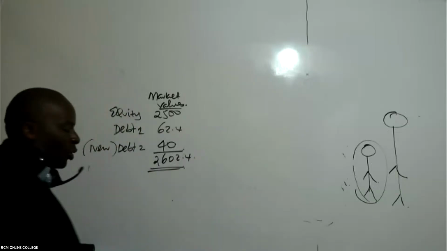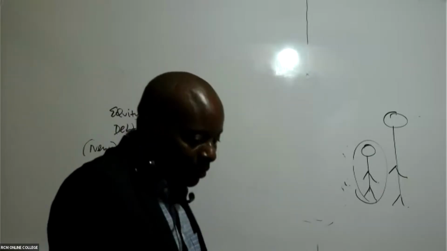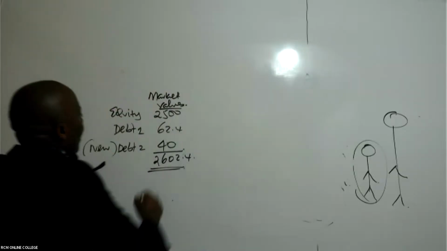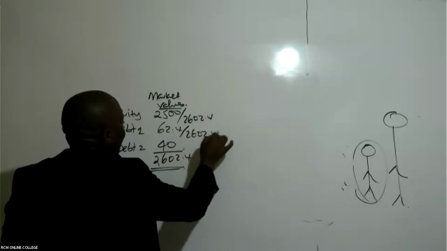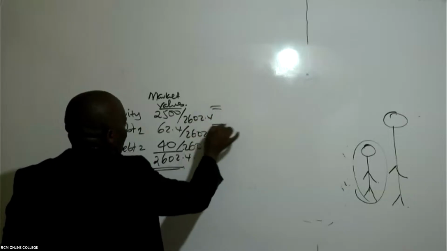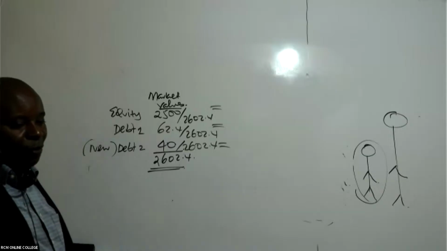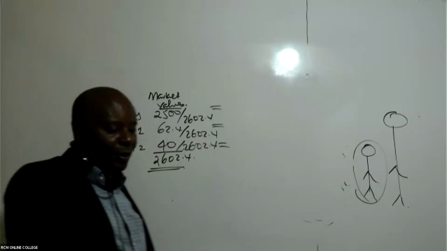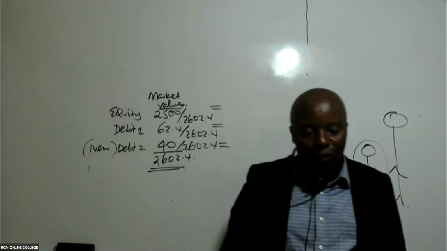So please then go ahead and convert this to weights. Divide each by 2602.4. Is there someone who can give me these weights in 4 decimal places? I expect this from all of you, 4 decimal places.